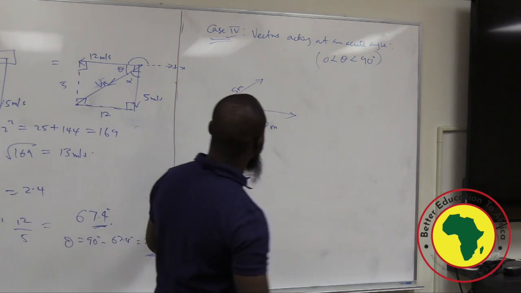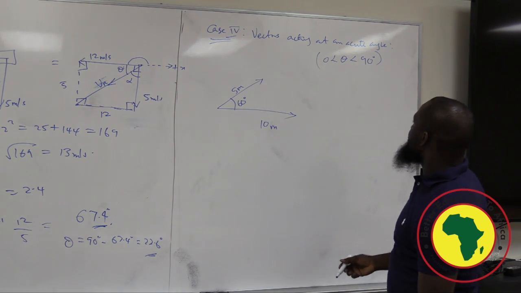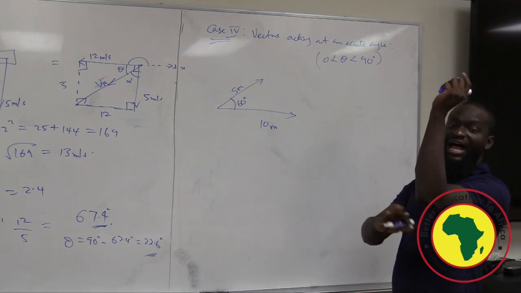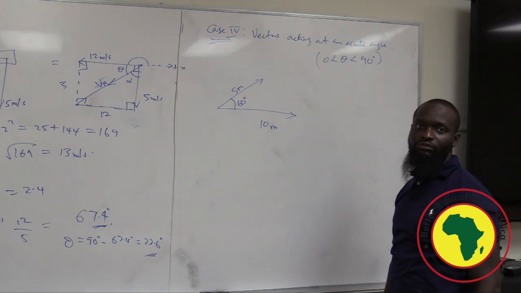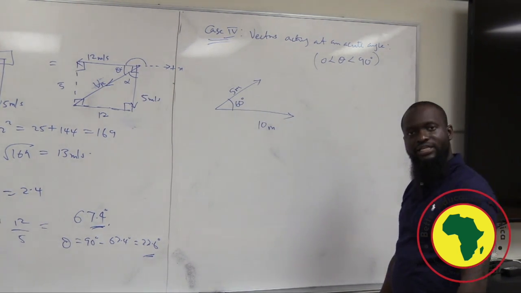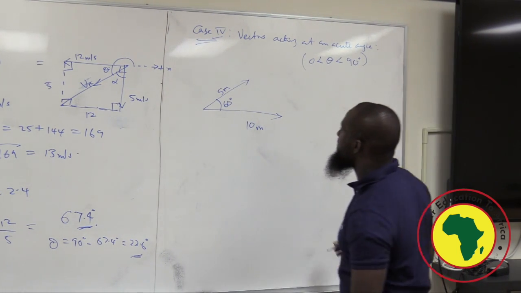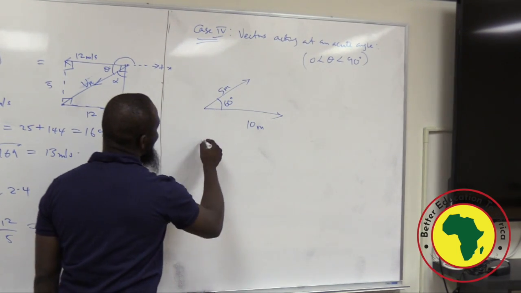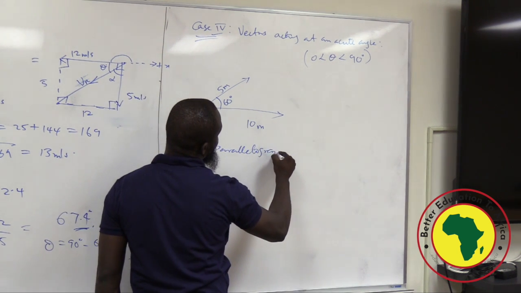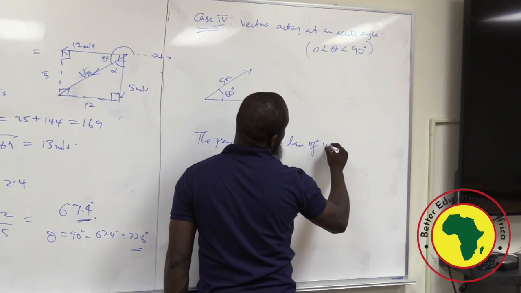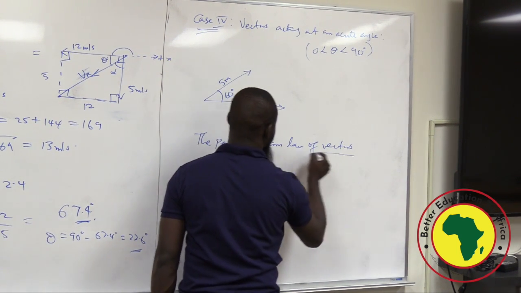Now, they are not in the same direction like case 1. They are not in opposite direction like case 2. And they are not at a 90-degree right angle like case 3. They are at a smaller angle we call an acute angle. How do I get the net force or the net displacement in this case? Here we use what we call the parallelogram law of vectors.